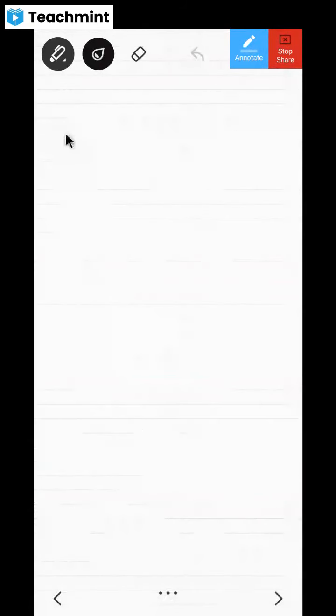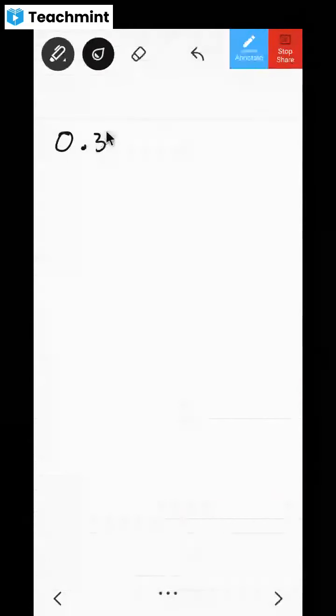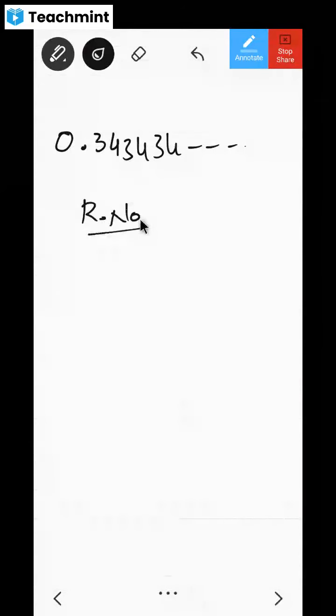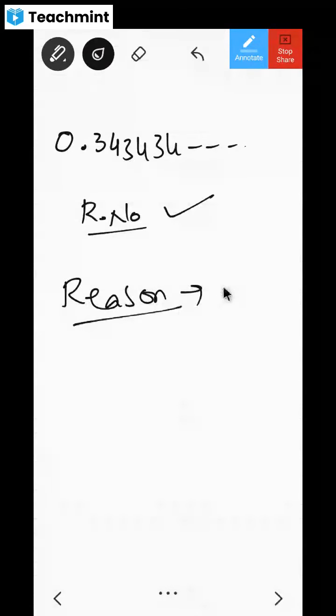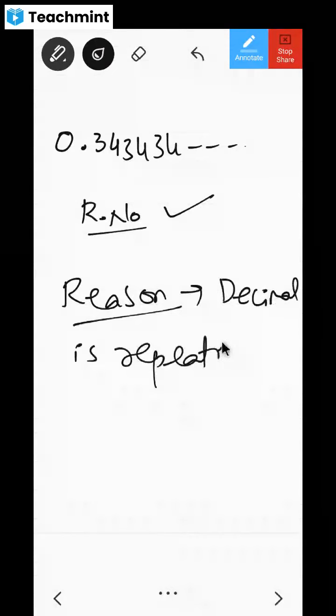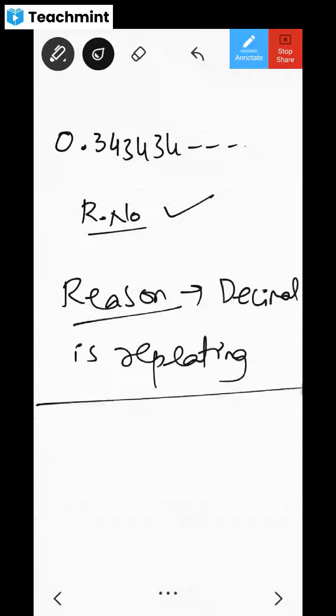Now let me write some numbers. If I write 0.343434, is it a rational number or not? Yes, it is a rational number. If they ask you the reason, you have to say the decimal is repeating. Correct?